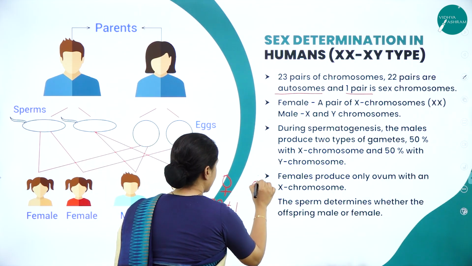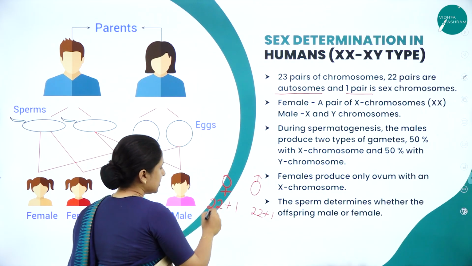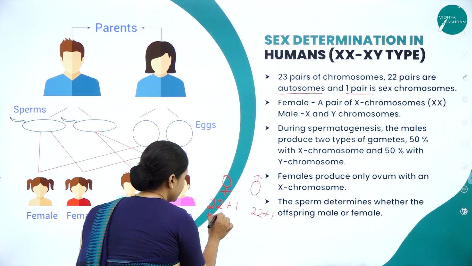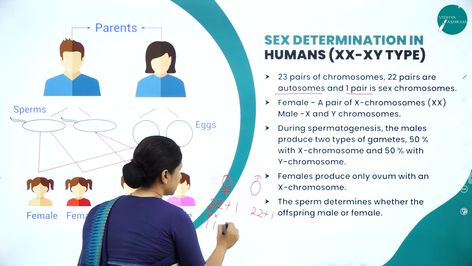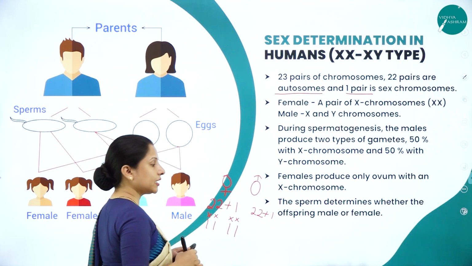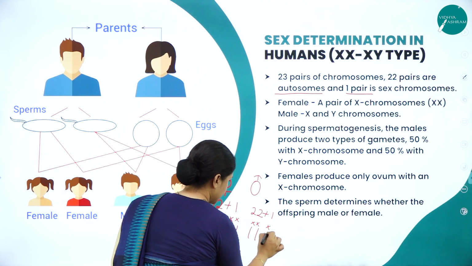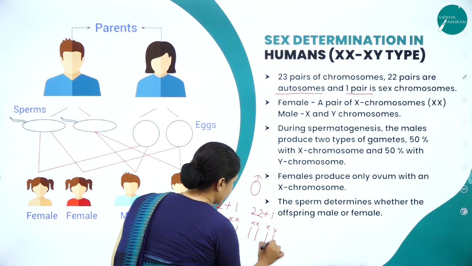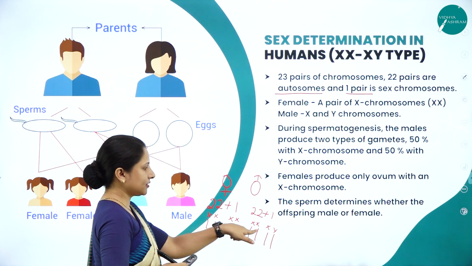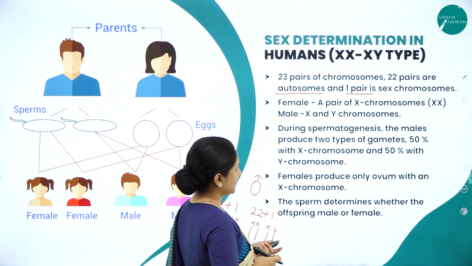And in male also we have 22 plus 1. So, all the 22 are homogamous, and this is also homogametic in female. In male, all the 22 are homogamous, only one is heterogamous. Understood? So, 23, 23.